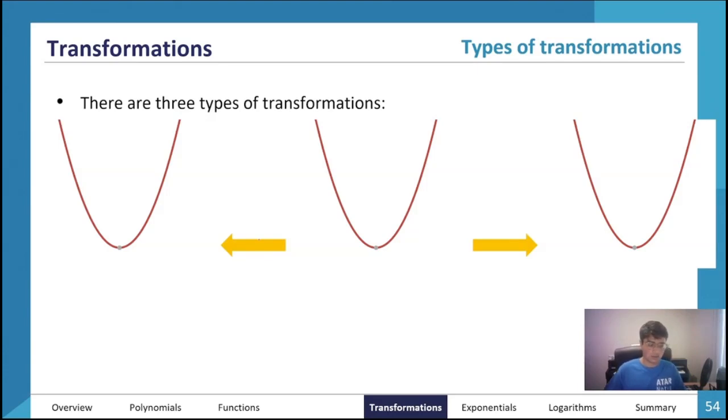Okay, so why are transformations important? The reason transformations are important is because it allows us to manipulate the graph of an equation essentially to our will. We can stretch the graph, we can squeeze the graph, we can move it around on the Cartesian plane. We can do anything we want to the graph.